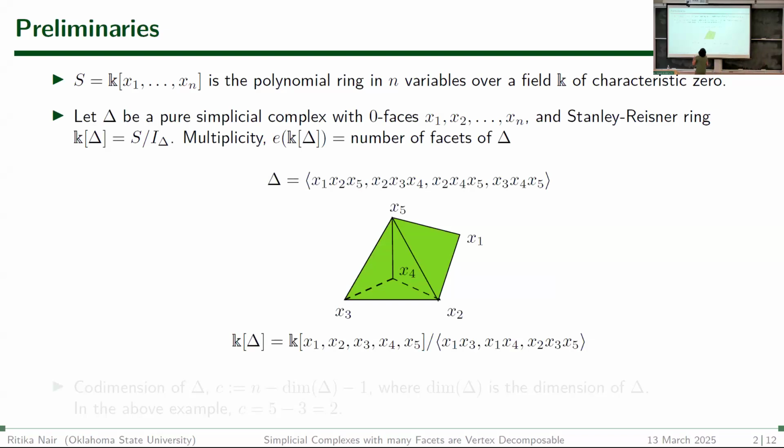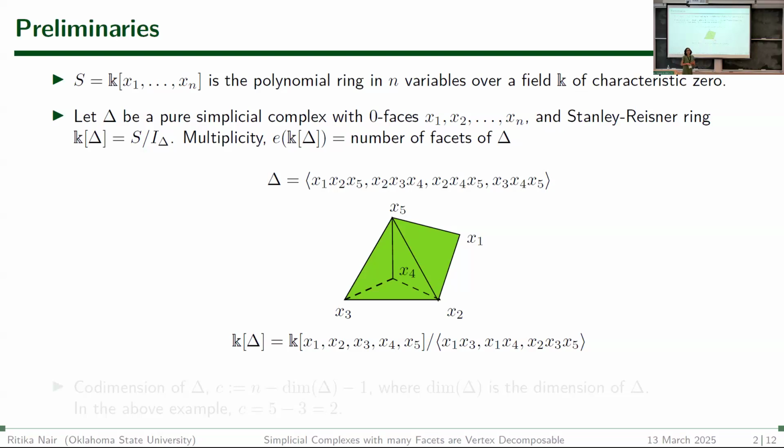In our talk, whenever we talk about a simplicial complex, we write the simplicial complex as generated by the facets of the complex. So here, this particular complex has 4 facets, and those are 4 triangles. As you can see, it's sort of an open tetrahedron, but you're opening the flap to the other side. So there are 4 triangles here, and this is the corresponding Stanley-Reisner ring.